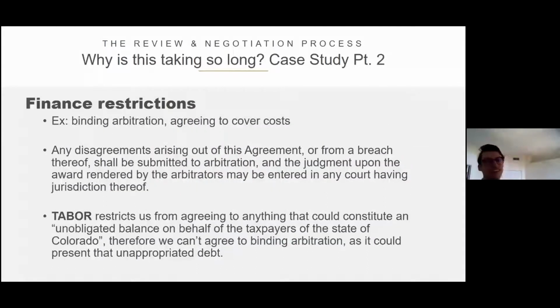One of the sections in the template is a requirement for binding arbitration. CU cannot agree to binding arbitration. In this case, it has to do with the university's status as a public state institution. Most public institutions in Colorado are governed by a TABOR amendment, which prevents the university from agreeing to cover an unobligated balance on behalf of the taxpayers. So in simpler terms, the state cannot commit funds to the university if they were not previously assigned to CU in the annual state budget.